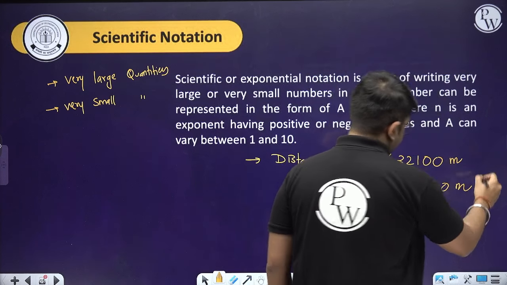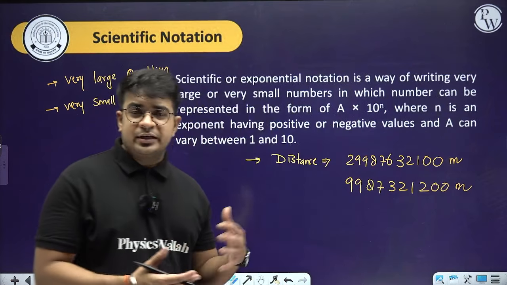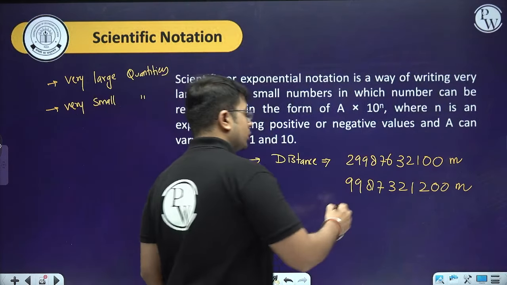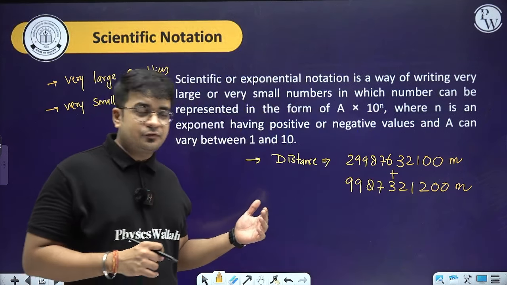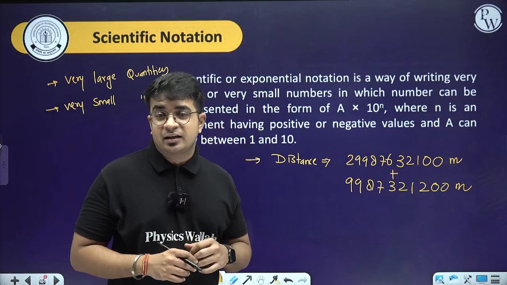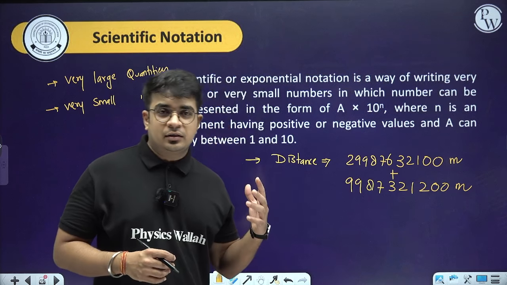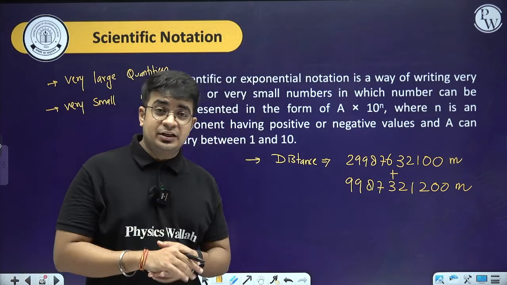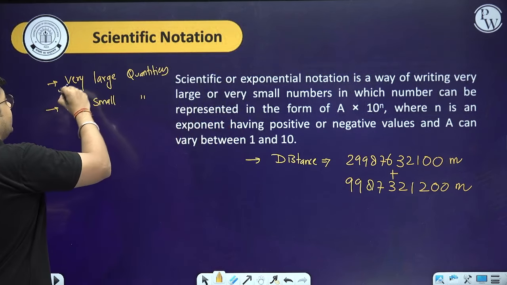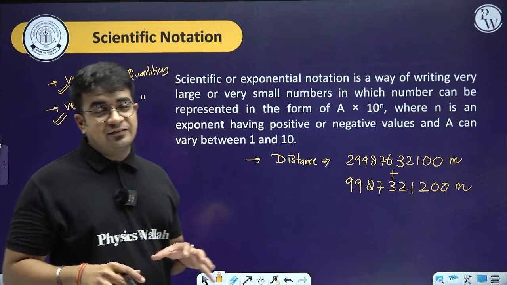99,873,212,00 meters. I am adding this particular part with this particular part, and there are multiple questions related to these long calculations. It's not very feasible to write down the entire number and calculate, because there is a chance that the calculation is going to be wrong. So I need a representation to represent a very large quantity as well as a very small quantity, and definitely in chemistry we have the solution.